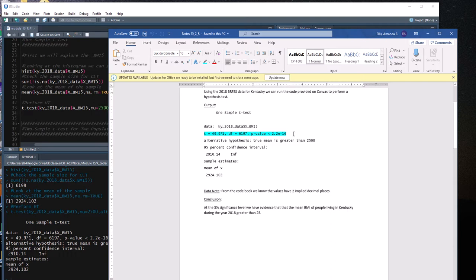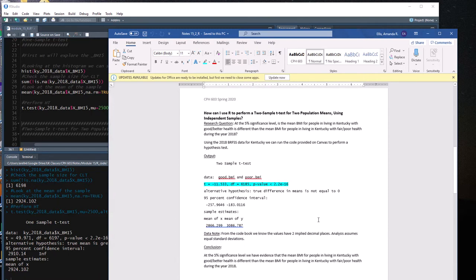So what this tells us is at the 5% significance level, because this p-value is less than 0.05, we do have evidence that the mean BMI of people living in Kentucky during the year 2018 is greater than 25. Now, one comment on the conclusions: all of the conclusions I have presented this way, where we say at the 5% significance level. And you're going to learn in this module that people are starting to move away from this set significance level, and instead of reporting their conclusions this way, they're just reporting it in terms of what the actual p-value was. And so you'll see that when you move over to the next module.